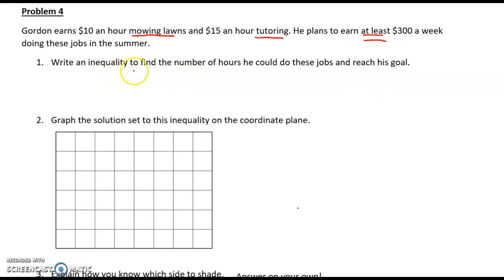Okay, so I got to define my variables. So I'm going to say that y is mowing lawns and x is tutoring, just because we're used to x and y.